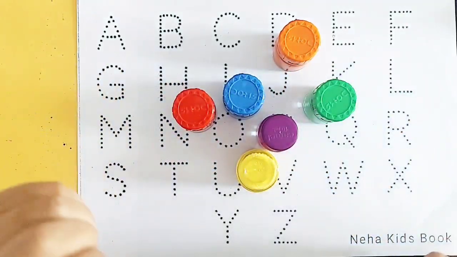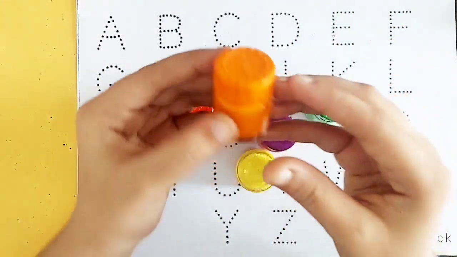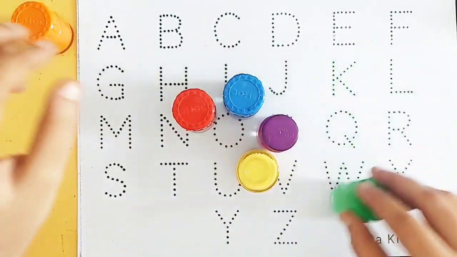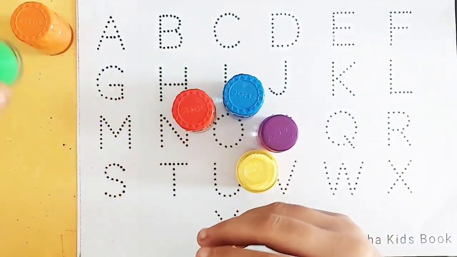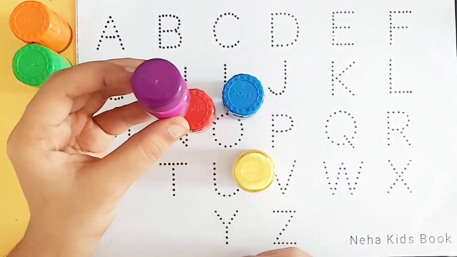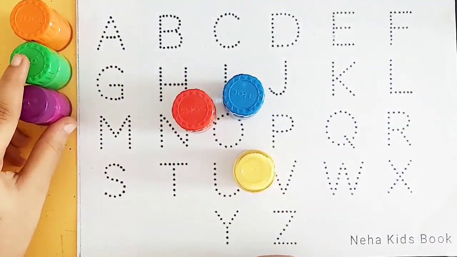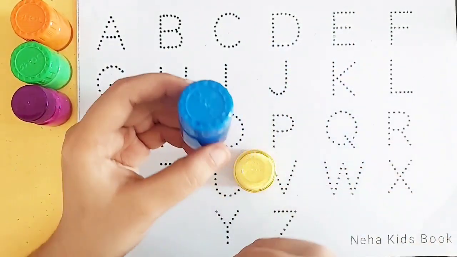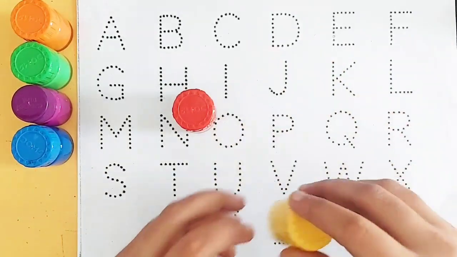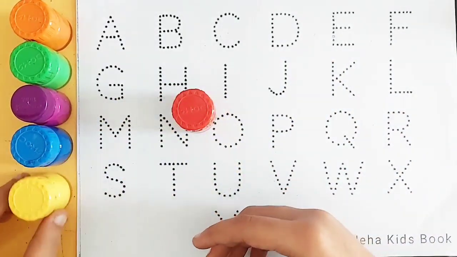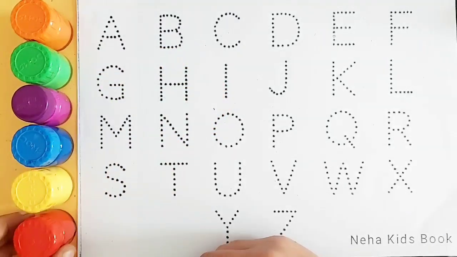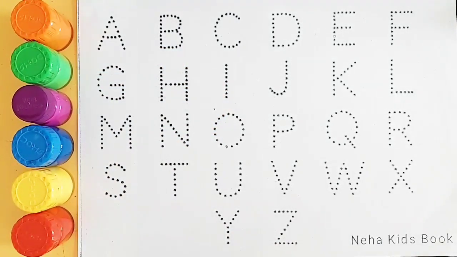Let's learn some colors. Orange color, orange color. Light green color, light green color. Pink color, pink color. Blue color, blue color. Yellow color, yellow color. Red color, red color.